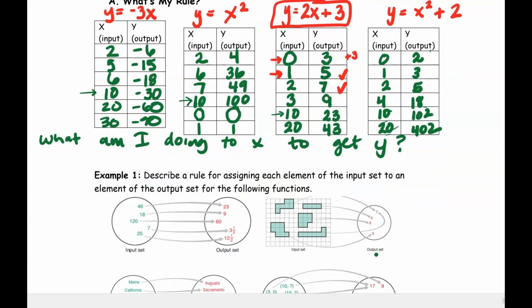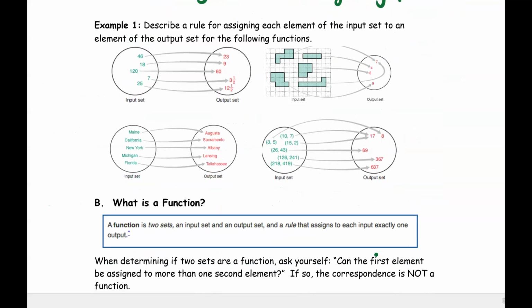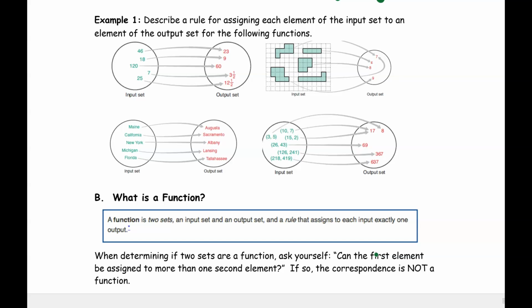So let's jump into the first example, example 1, and this relates to what we were just doing, in the sense that what we're trying to do is to describe a rule for assigning each element of the input to the output. So basically what's happening here, I'm taking 46 and I get 23, 18, I get 9, 120, and I get 60, 7, and I get 3.5.